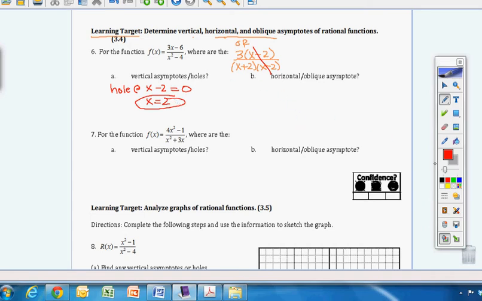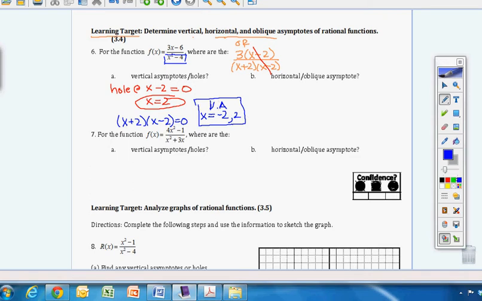Okay, so then we want to look at our vertical asymptote, and that's going to be where we set our denominator equal to 0. So I'm going to use the factors that we broke up, so we have x plus 2 and x minus 2. Set those equal to 0 and solve, so there's going to be an asymptote at x equals negative 2 and a positive 2. Vertical asymptotes.